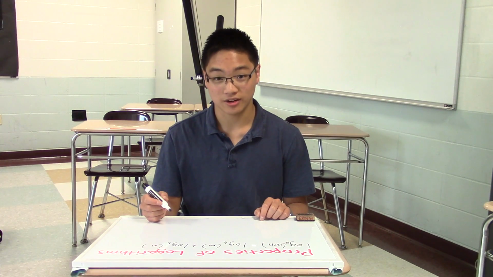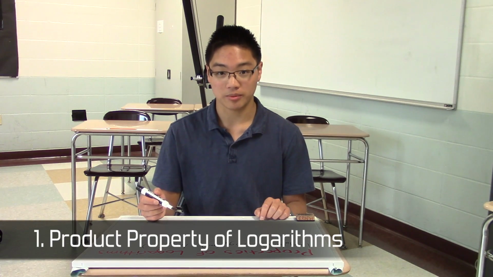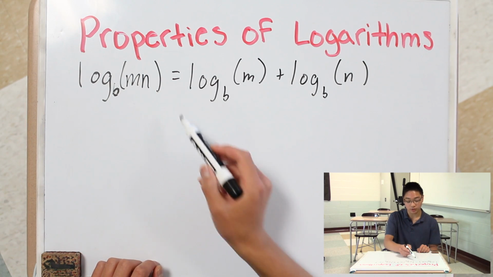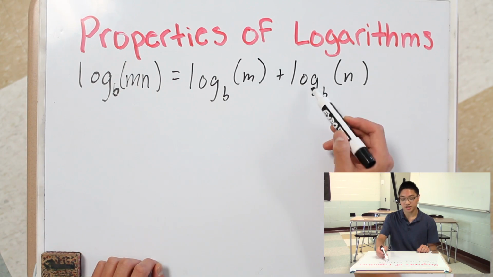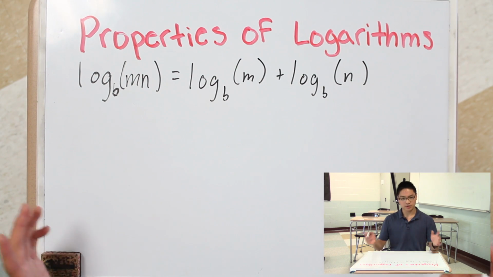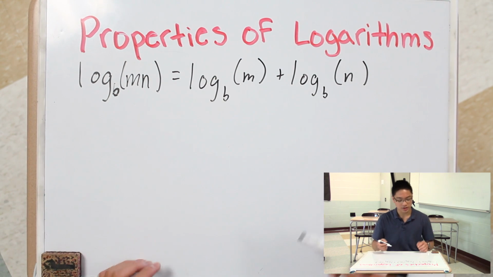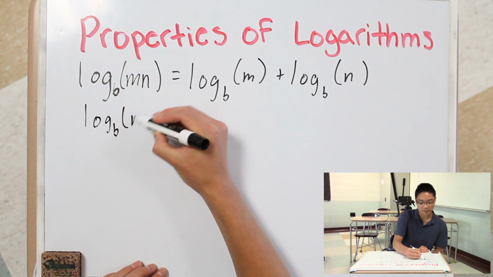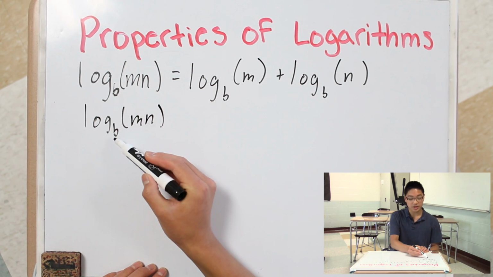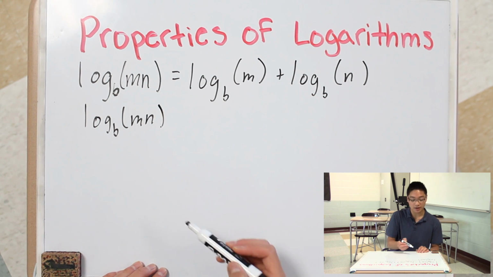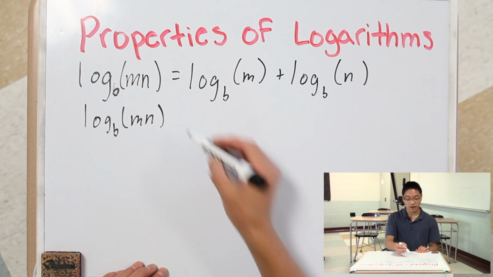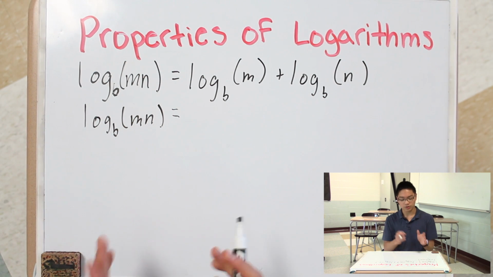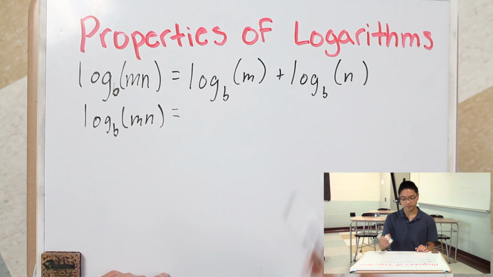The first property of logarithms we'll be talking about is called the product property, and it goes as follows. Log base b of m times n equals log base b of m plus log base b of n. I'm going to take you through why this works. Let's start with the left side: log base b of m times n. The base b applies to both the m and the n. These two are being multiplied together, and we want to separate it so that these variables each have their own term, as seen here.